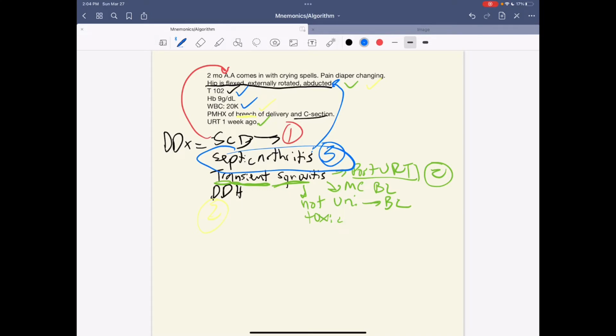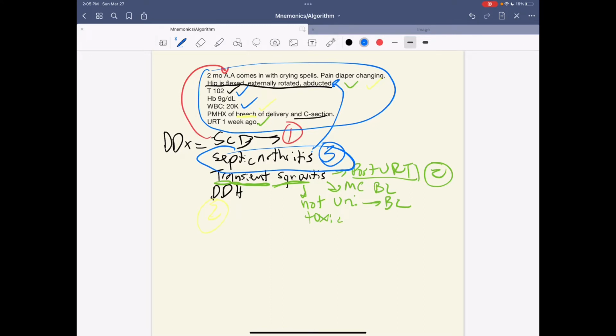They could give you literally a 7-sentence vignette, but this is all you need. In fact, this is not even all you need. You only needed to know these 3 points: temperature, leukocytosis, and then the physical exam.